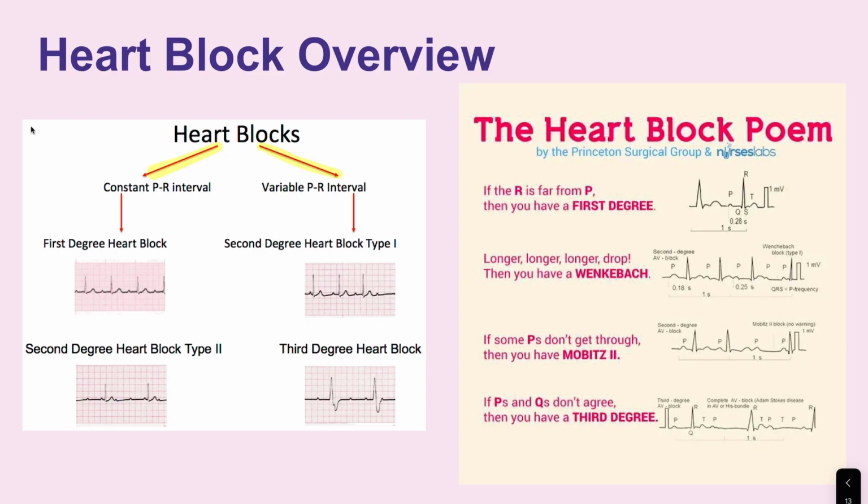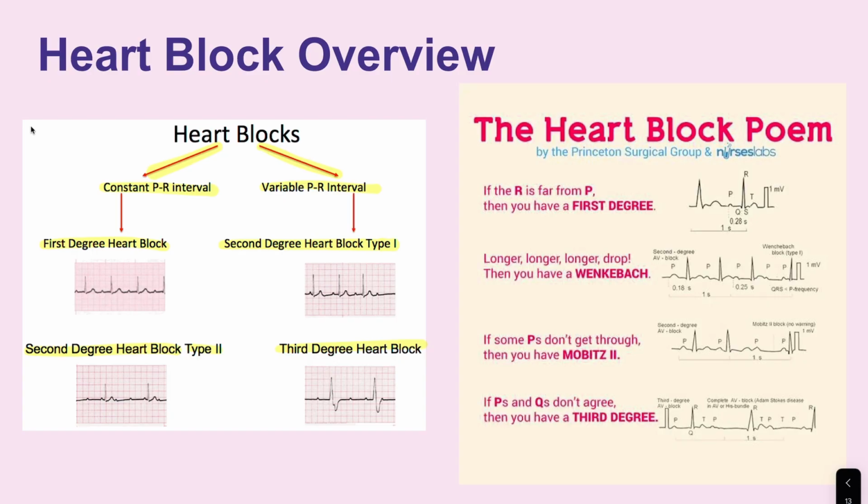So we can think of heart blocks as either a constant PR interval or a variable PR interval. Remember, heart blocks are issues with our AV node. If we have AV node dysfunction, we're going to get heart blocks. AV node dysfunction, we're thinking PR interval, we're thinking AV nodal delay issue, so that's why we're looking at our PR interval. If it's constant, you're in one group. If it's variable, you're in the other group. Constant PR interval, we're thinking 1st degree heart block and 2nd degree heart block type 2. For a variable PR interval, we're thinking 2nd degree heart block type 1 and 3rd degree heart block.